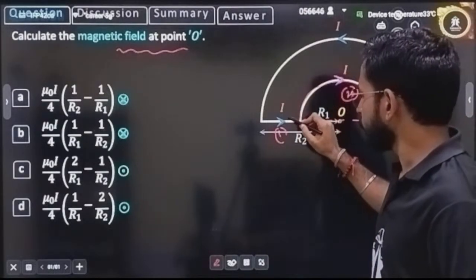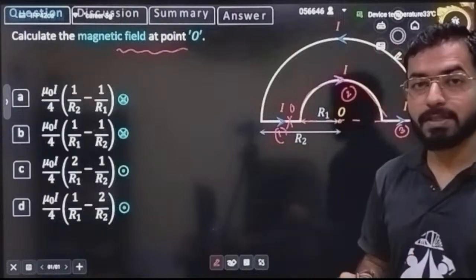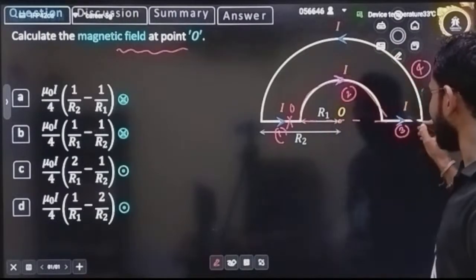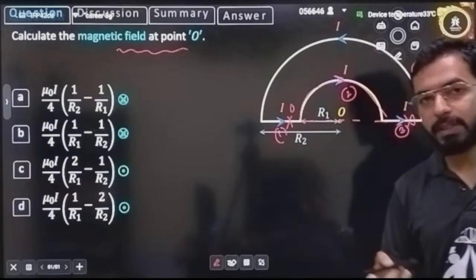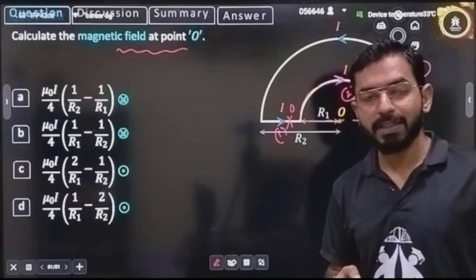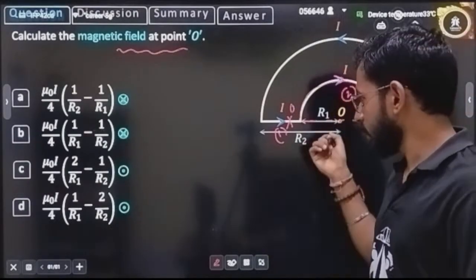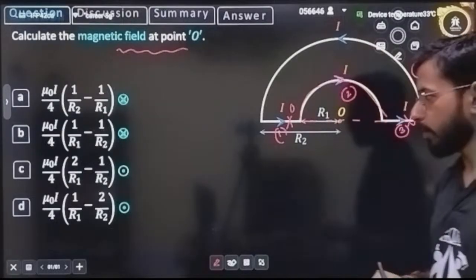Can I say due to this contribution the magnetic field due to wire 1 is equal to 0? And similarly for part 3 also it is equal to 0. This is an important thing that you have to understand. Okay, due to this, what will be happening? It again becomes 0.